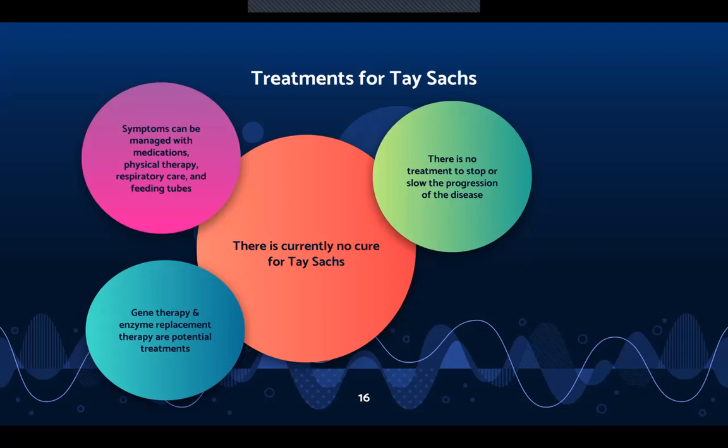Additionally, there have been reports of substrate reduction therapy using the drug miglustat in bone marrow or hematopoietic stem cell transplantation. Substrate reduction therapy uses small molecules to slow the rate of glycolipid synthesis, which in this case would lower the rate at which GM2 gangliosides accumulate in the central nervous system.